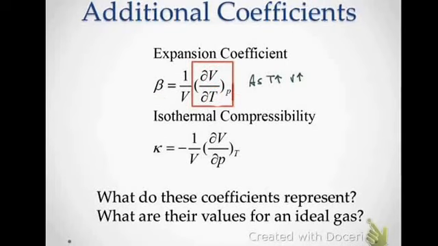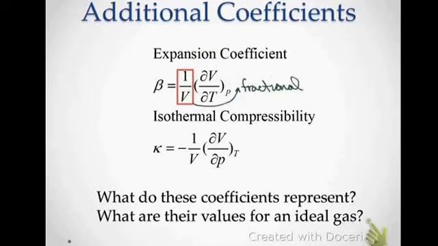We know, of course, that when we increase the temperature, the volume increases. So what that means is that this partial derivative that shows changes in volume with respect to temperature will be greater than 0. The use of the 1 over V here means that this particular coefficient represents a fractional change, so essentially the percentage change in the volume that occurs when we increase the temperature by a certain amount.